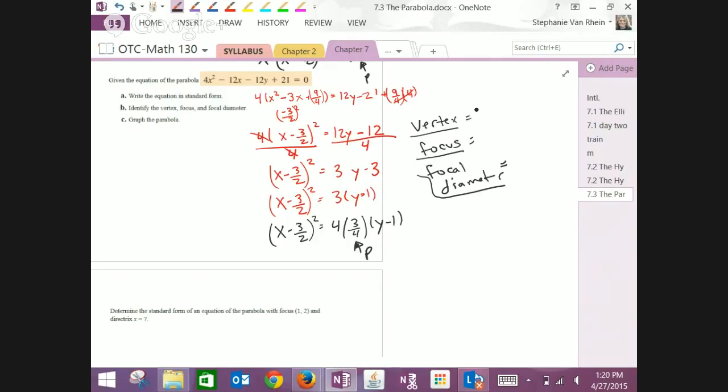So I add 9 over 4, but I'm really adding 9 over 4 times 4 because the 4 is out front. So when I add that to the right-hand side, I have plus 9. So minus 21 plus 9 is a minus 12.